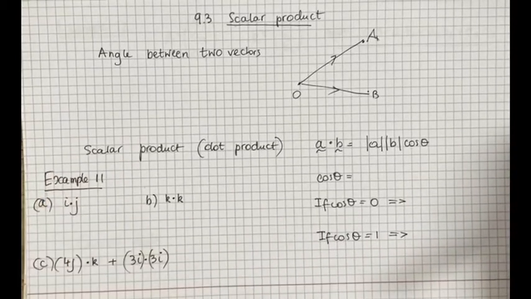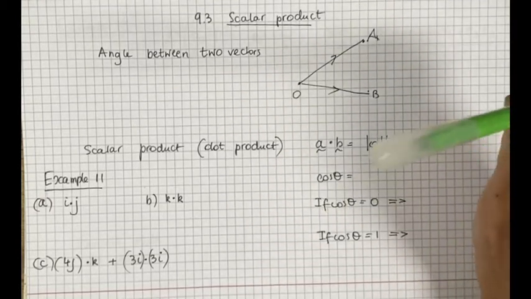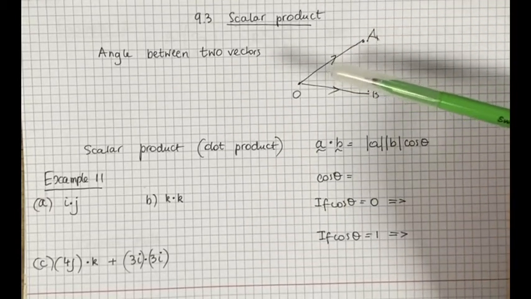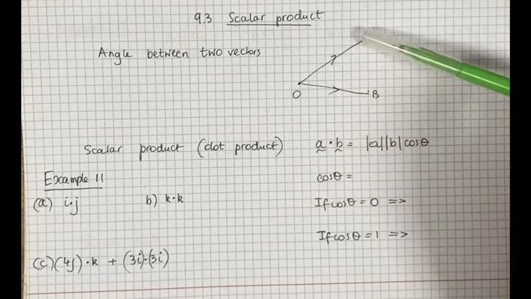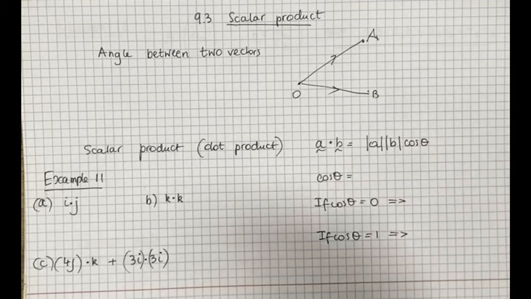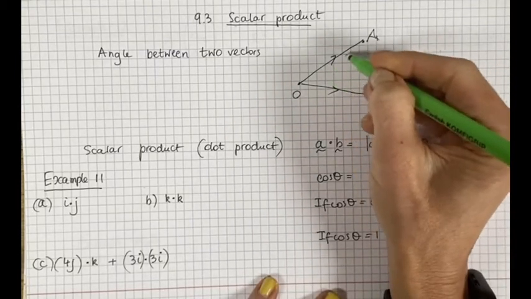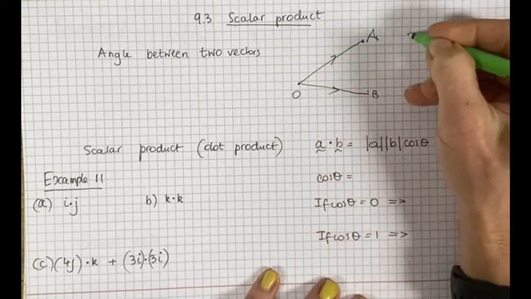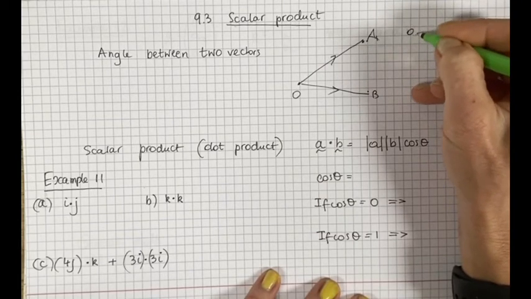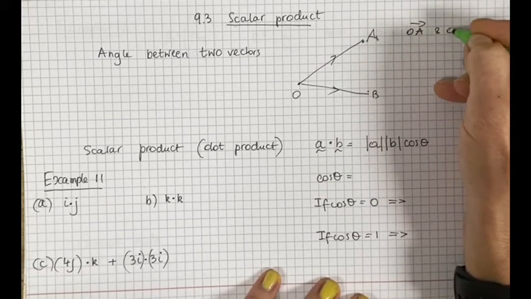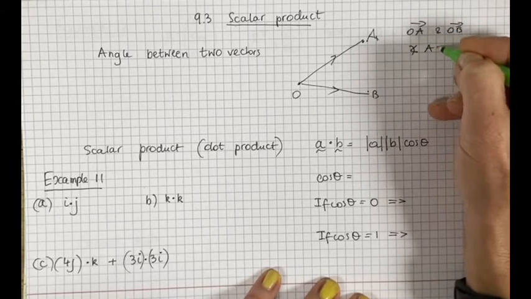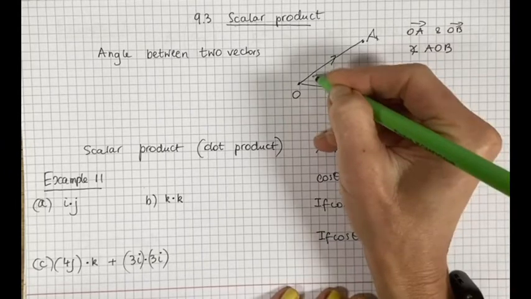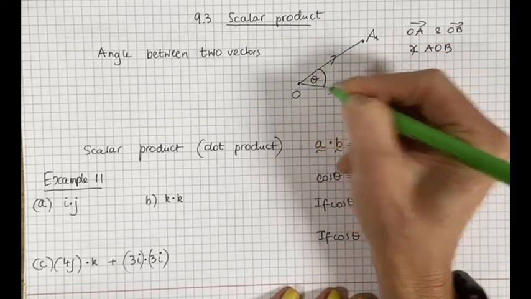Okay, section 9.3, scalar product. So first of all, before we talk about scalar product, we need to introduce the idea of defining an angle between two vectors. If you've got two vectors, vector OA and OB, the angle between OA and OB is going to be angle AOB. This angle, we'll call theta.